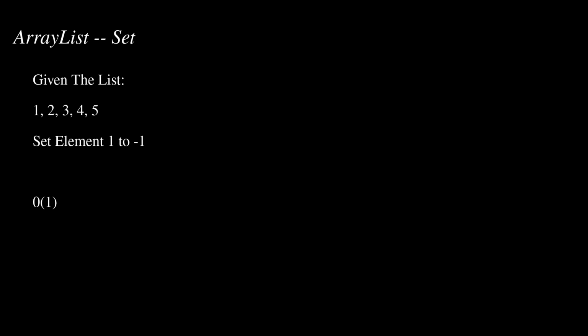Now when we're trying to set an element with an array list, we actually are really lucky, because if you recall, setting a piece of memory in an array is constant time. So if we have the list 1, 2, 3, 4, 5, and we set element 1 to -1, the set is going to be constant time, and it's going to be extremely fast. This is why having an array powering this list is kind of helpful, because you get the benefits of array gets and sets runtimes.